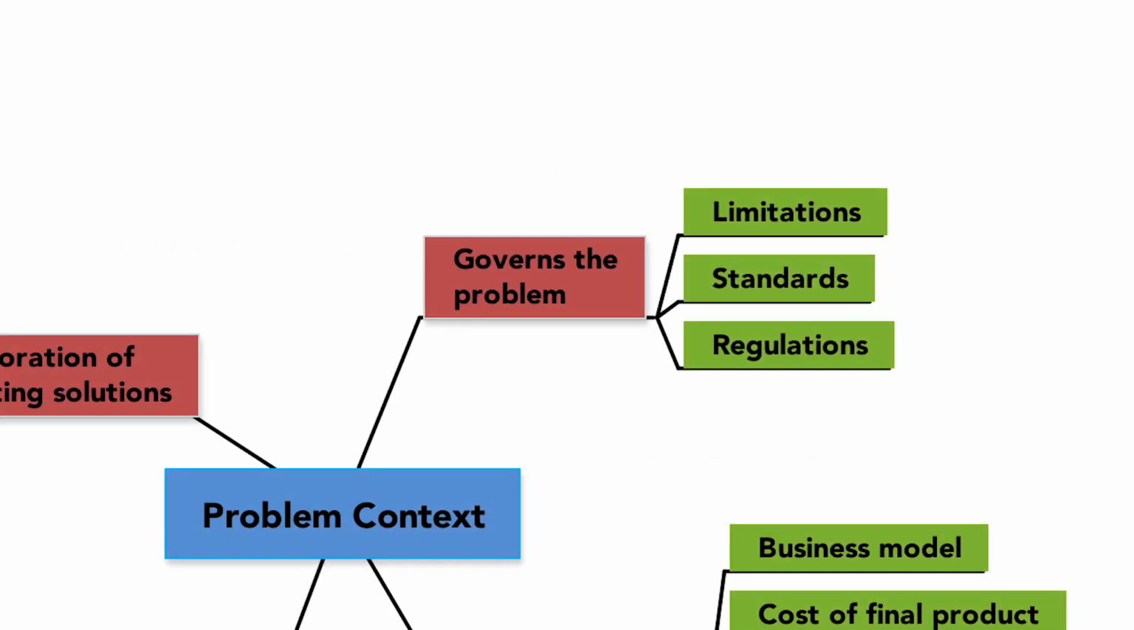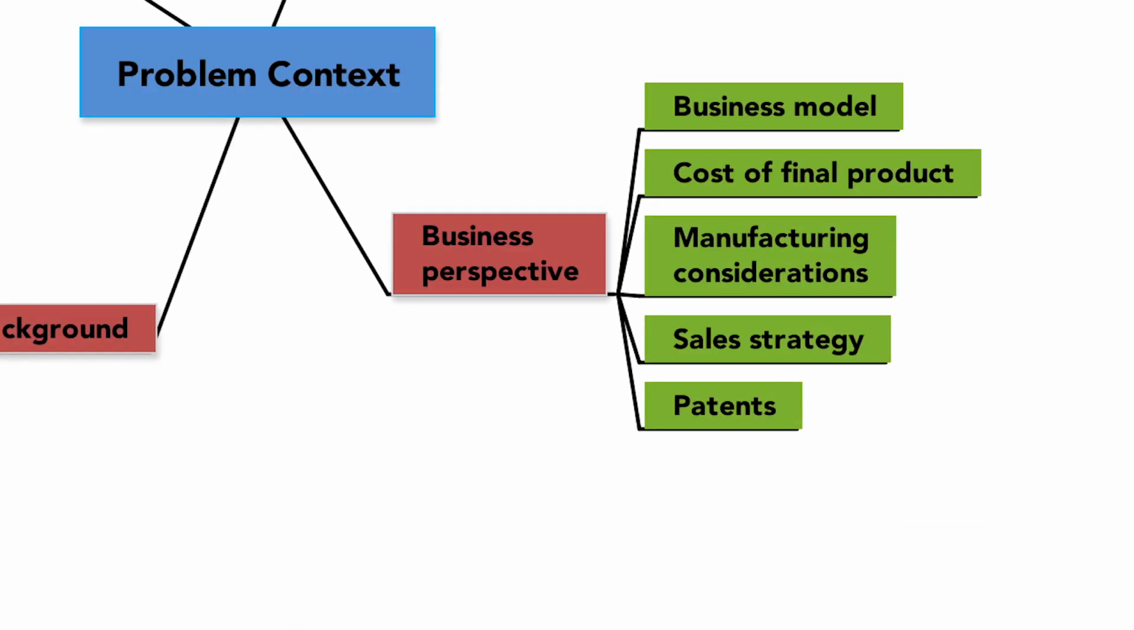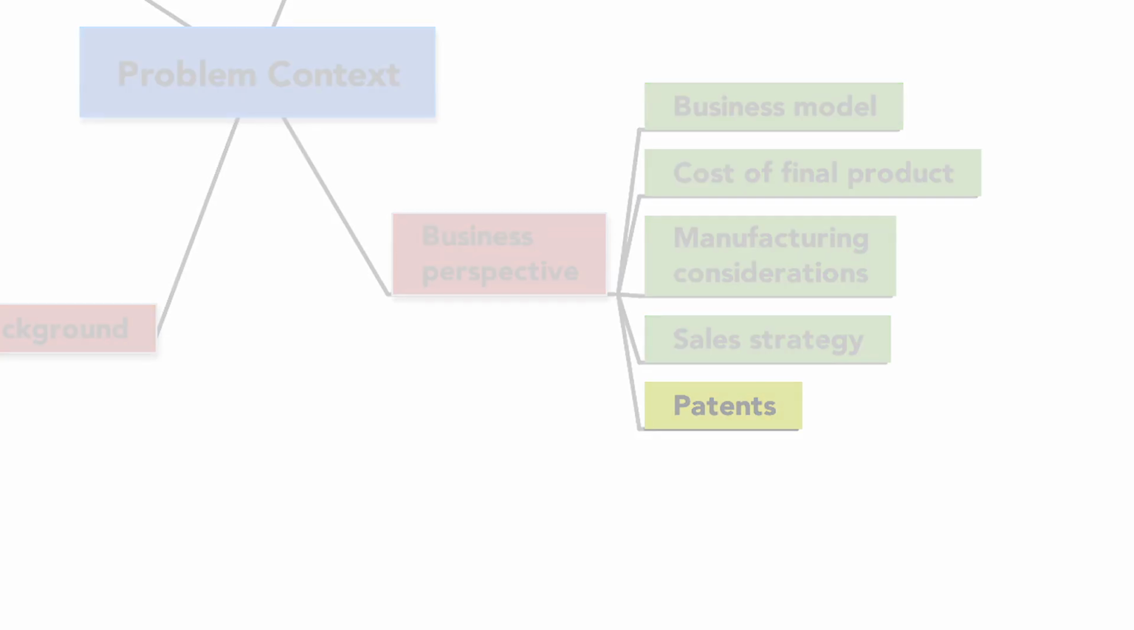It is important to consider what governs your design problem. For example, are there any standards or regulations that need to be applied? Finally, you should consider the business perspective for your design problem. What business model are you going to use? What's the cost of your final product? What are the manufacturing considerations? Sales strategies? And finally, you should research patents on relevant products.